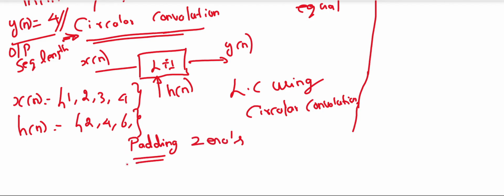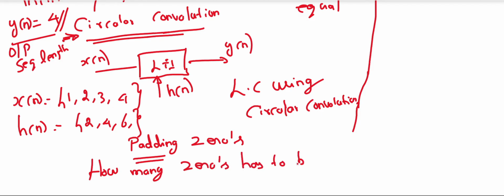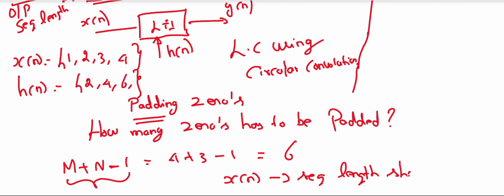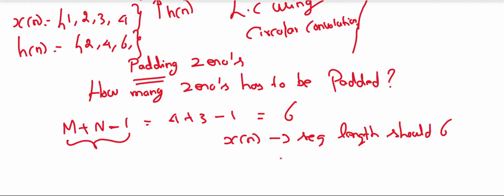So, padding zeros means what? How many zeros have to be padded? That is m plus n minus 1, 4 plus 3 minus 1 is equal to 6. So, the sequence length should be 6 in both sequences. If it is not 6, then pad zeros.